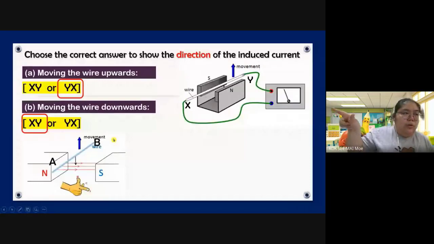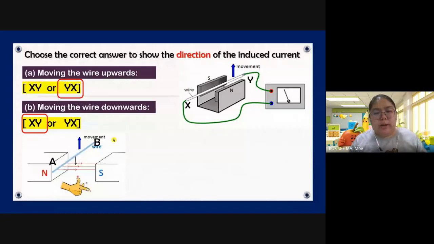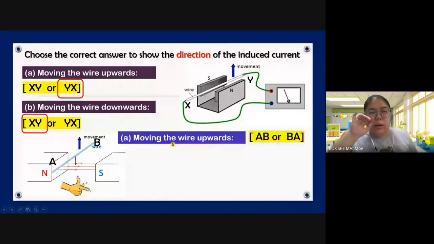If the angle is a bit hard, you need to rotate. Rotate already, then take out your finger. Then the finger is pointing at yourself. Pointing at yourself means B to A. So I just showed it. Hopefully you know how to rotate your hand. Moving the wire upwards, just now you showed moving, same as this diagram.